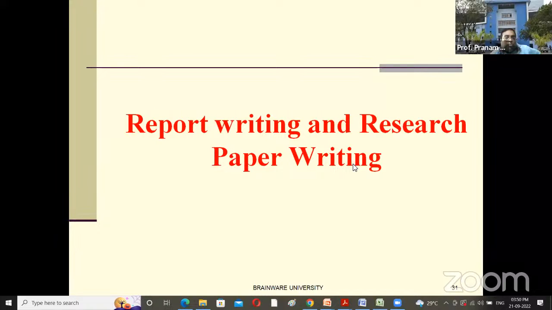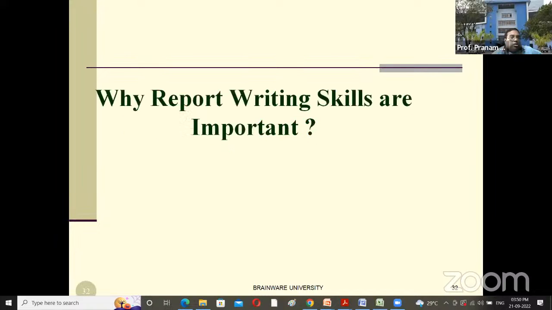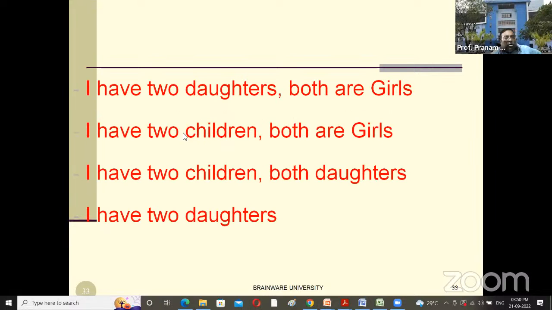Now report, there is a difference between report writing and research paper writing. Why are report writing skills important? Because you have to write briefly but pinpointedly. Suppose I have 2 daughters. I have 2 children, both are girls. I have 2 children, both daughters. I have 2 daughters. Which one is correct? Every point is correct. Which one is more perfect?